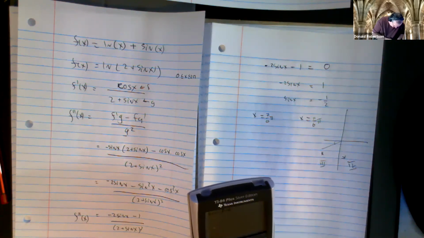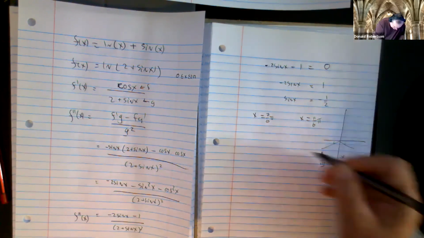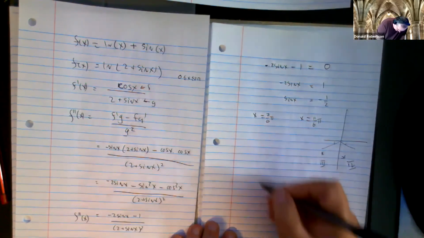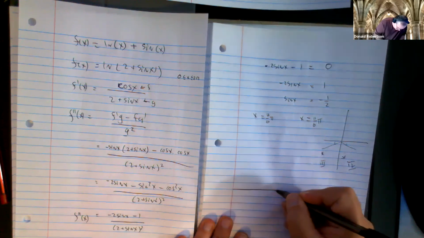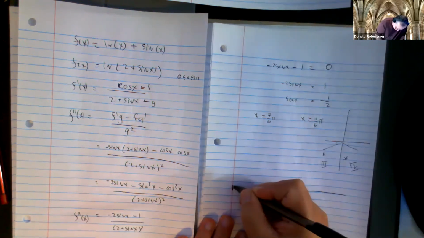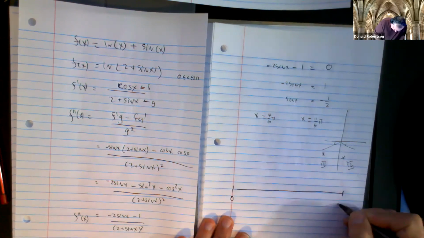I'm trying to do 7/6 pi and it's not easy in the calculator. Okay, it's good. So here are your two answers. Boom, boom. So on our number line, we start at 0. We're going to finish at 2 pi.